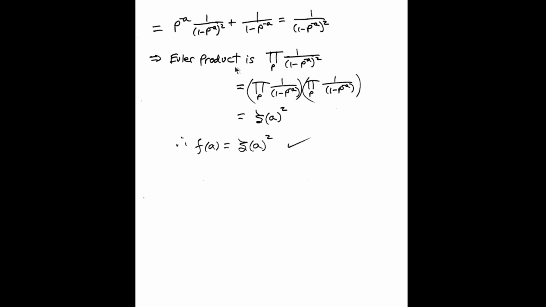This implies our Euler product is the product over all primes of 1 over the quantity 1 minus p to the minus a squared. And we can separate this into two terms since it's a product. This equals the product over all primes of 1 over 1 minus p to the minus a times the product of 1 over 1 minus p to the minus a. Well, each one of these is a famous quantity. Each one of these equals zeta of a. So finally we get zeta of a squared. So our Dirichlet series in this case equals zeta of a squared.